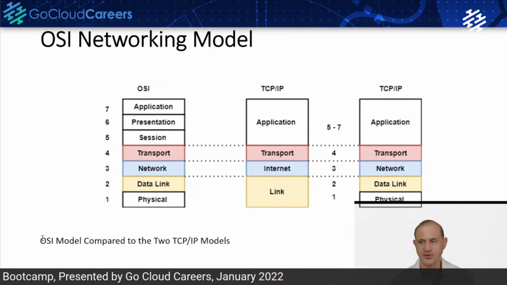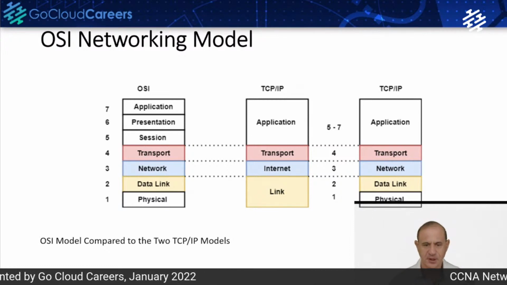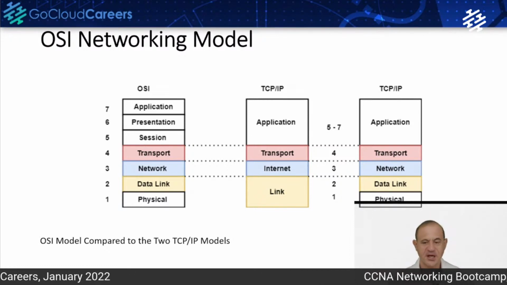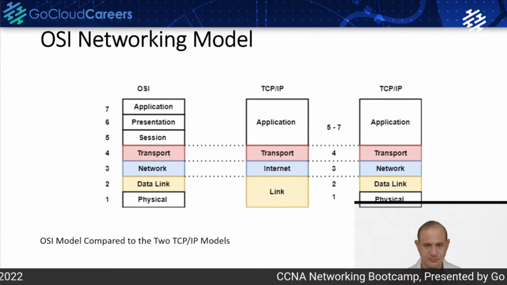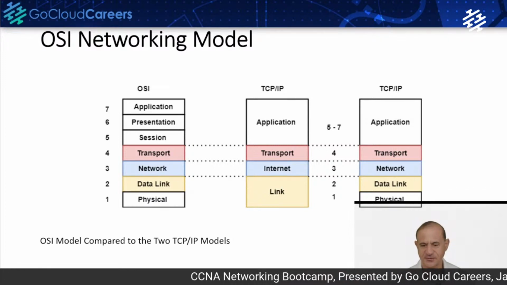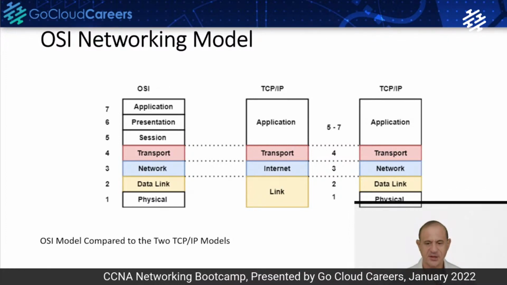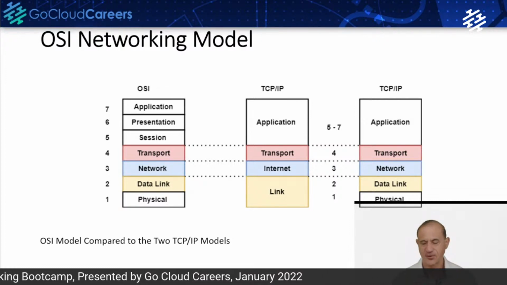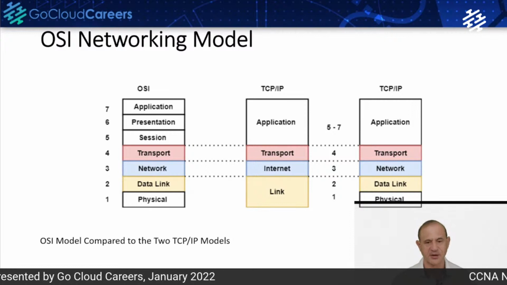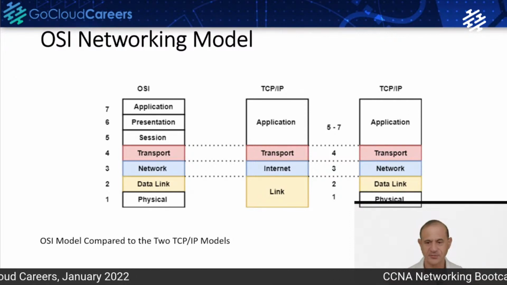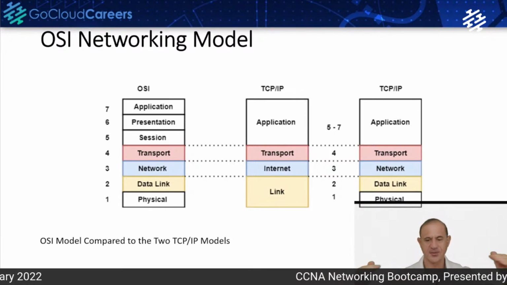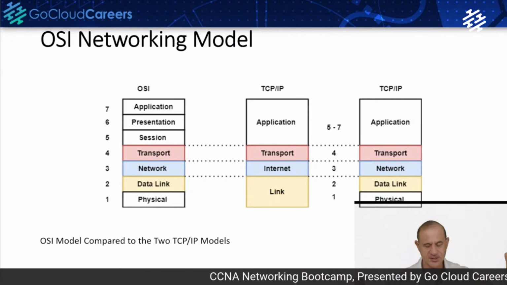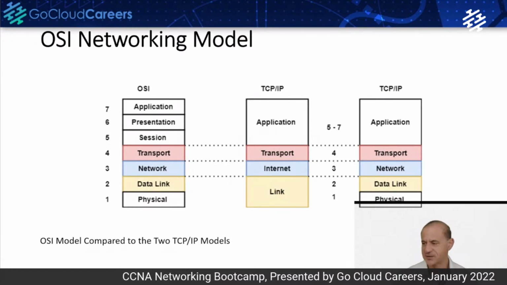All networking people use this TCP/IP model. And what does that actually mean? It means that every layer will talk to its matching layer on the other side of the network. So physical layer talks to physical layer. Data link talks to data link. Network talks to network. Transport talks to transport. So let's look at the layers.